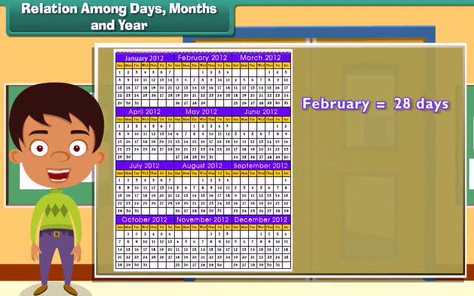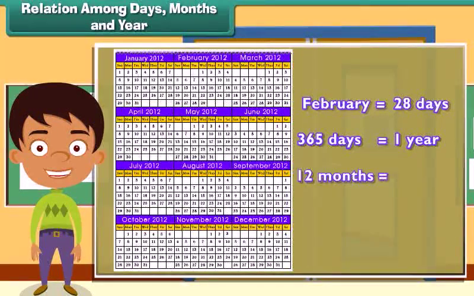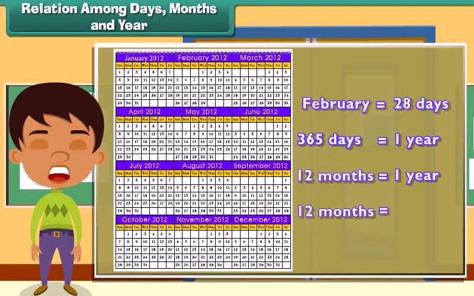February has 28 days. There are 365 days in a year. There are 12 months in a year. It means 12 months is equal to 365 days.